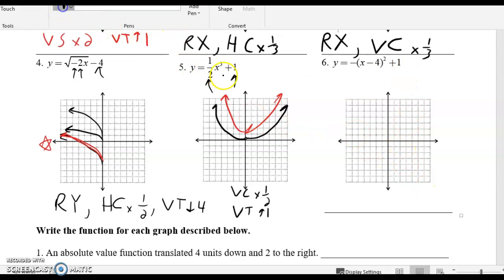All right. We've got 3 things happening here. We have this negative, we have this -4, and this +1. What does the negative on the outside do? It reflects it over the x-axis. So I got a parabola that's now going to open downward.